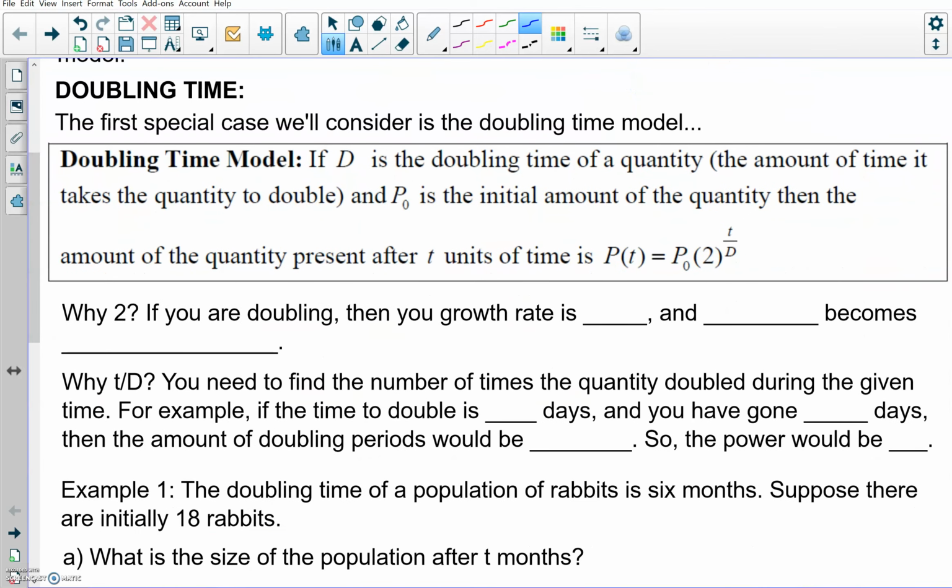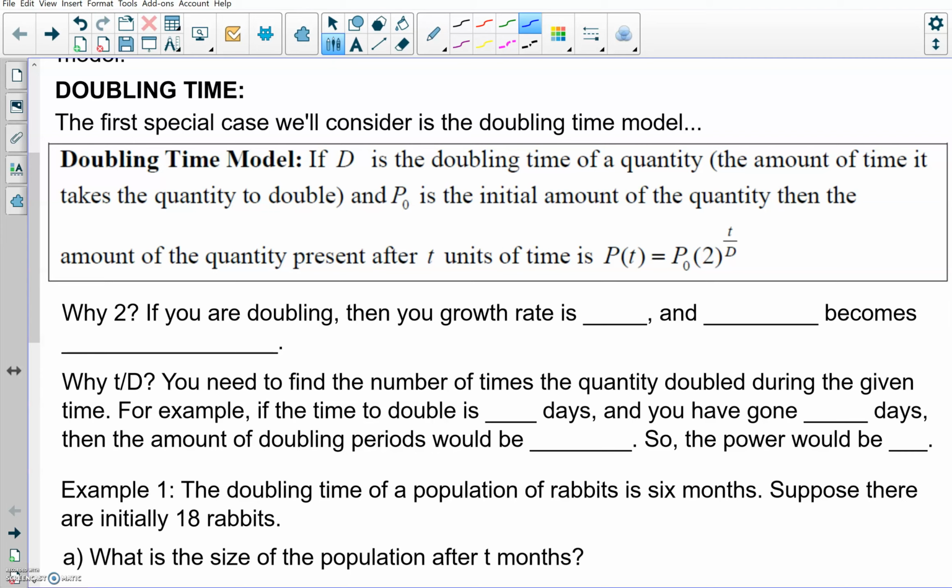if D is the doubling time of a quantity, the amount of time it takes the quantity to double, and P naught is the initial amount of the quantity, just like it's been up till this point, then the amount of the quantity present after T units of time is P of T equals P naught times 2 raised to the T over D power.